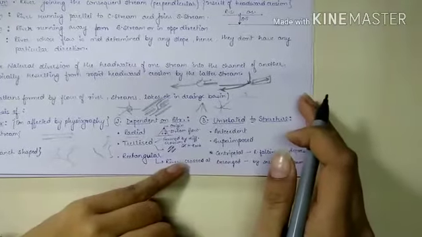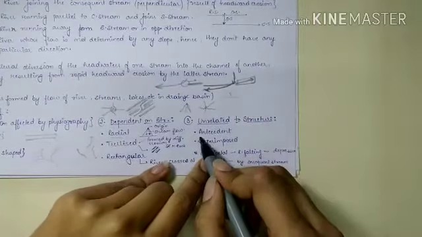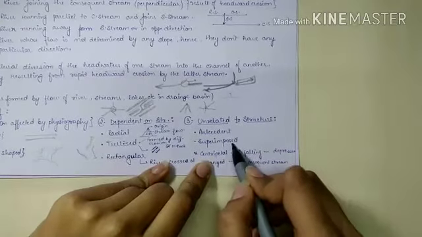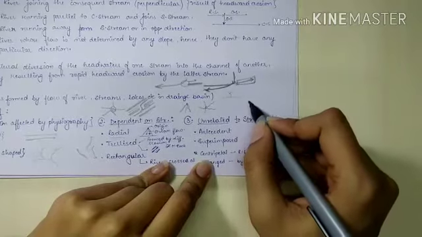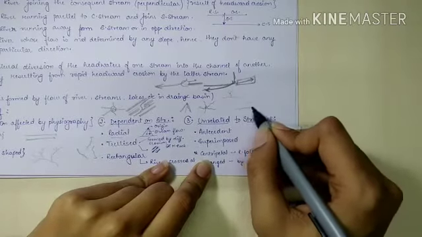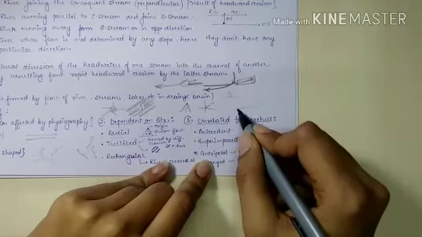Next is unrelated to structure. Unrelated to structure we have antecedent and superimposed streams. Antecedent streams are the ones, see, when the Himalayas had not originated, there were rivers flowing.